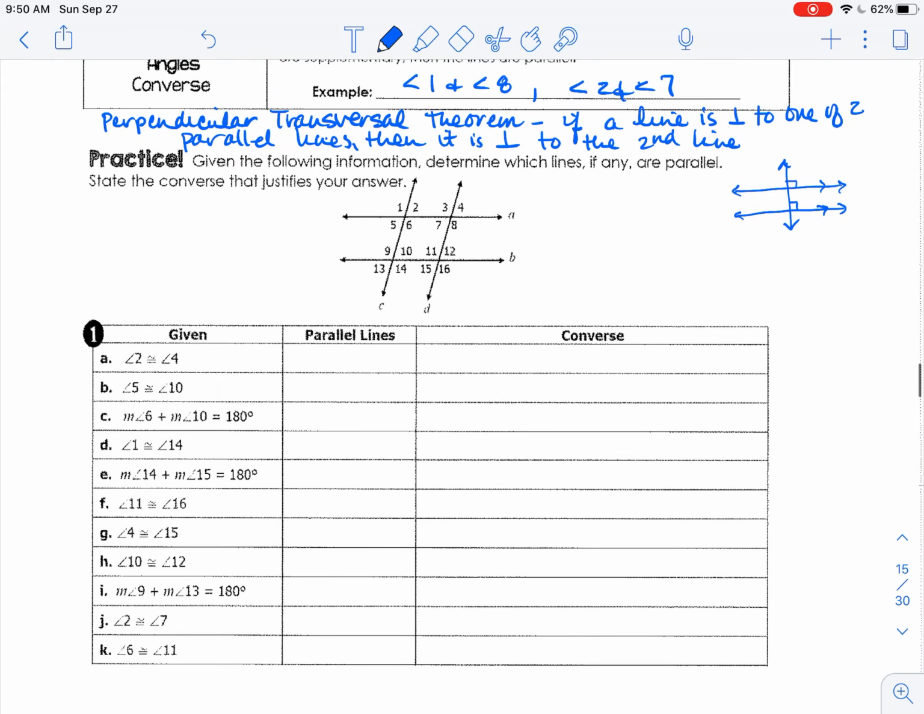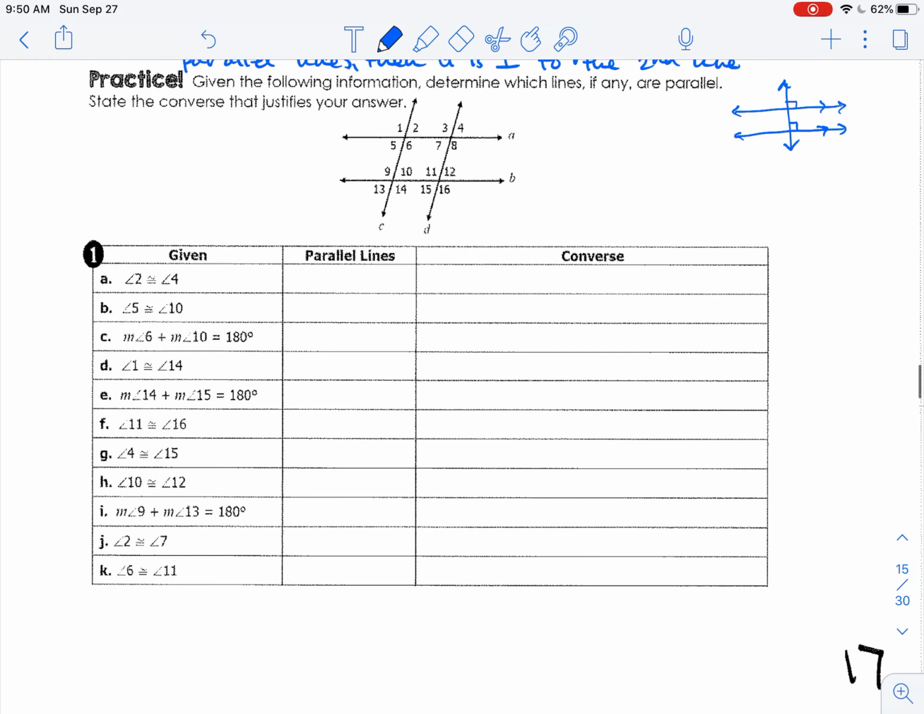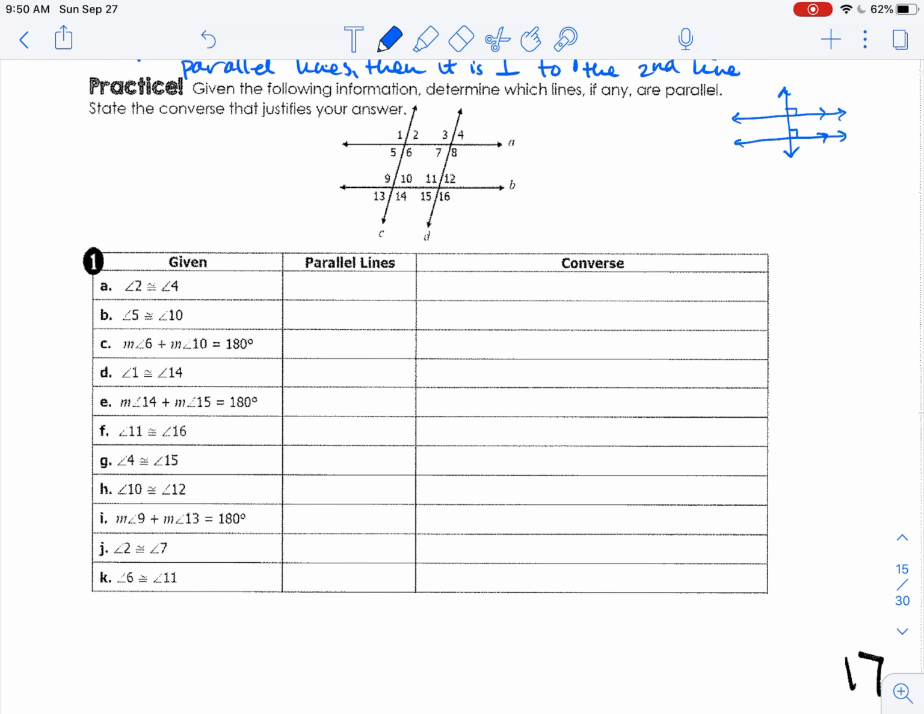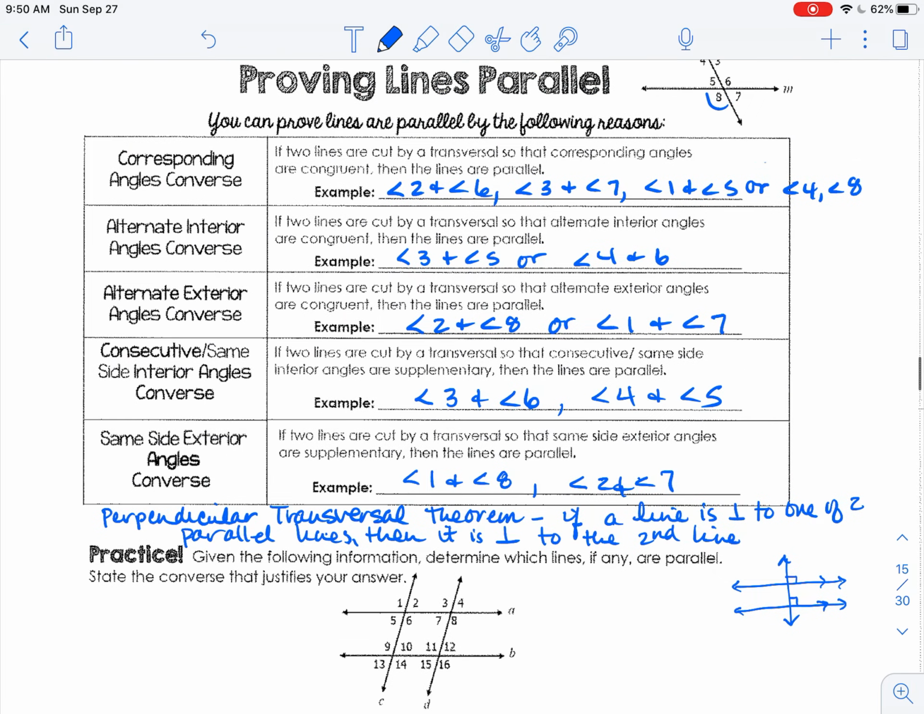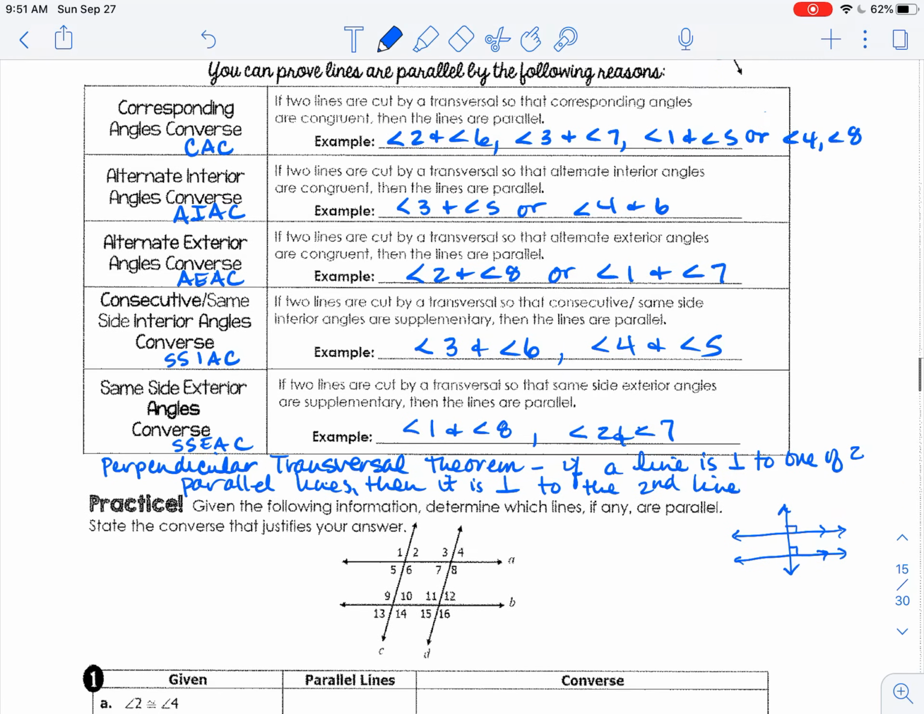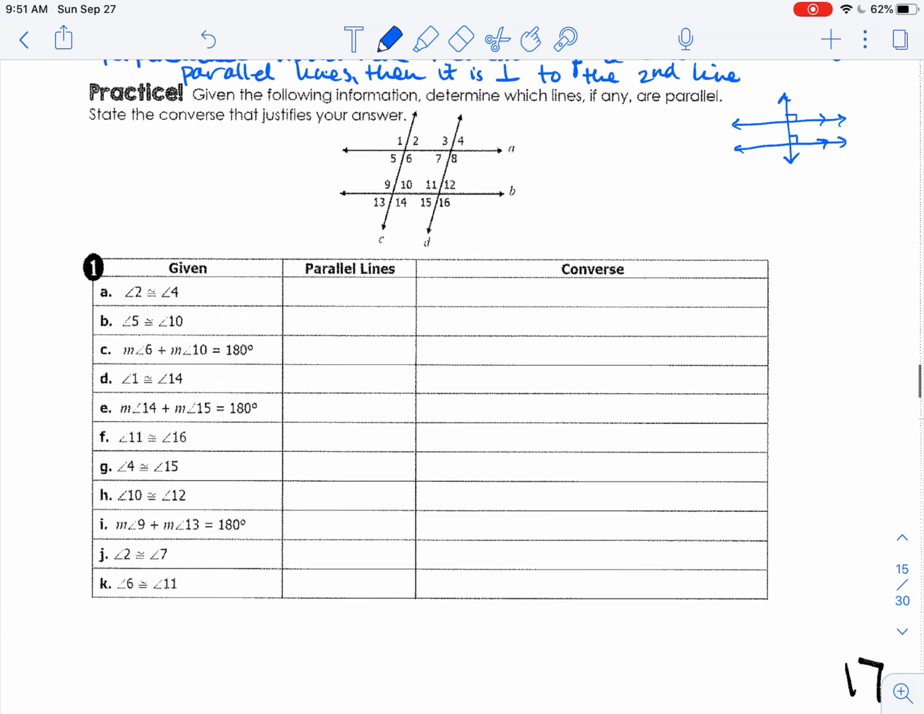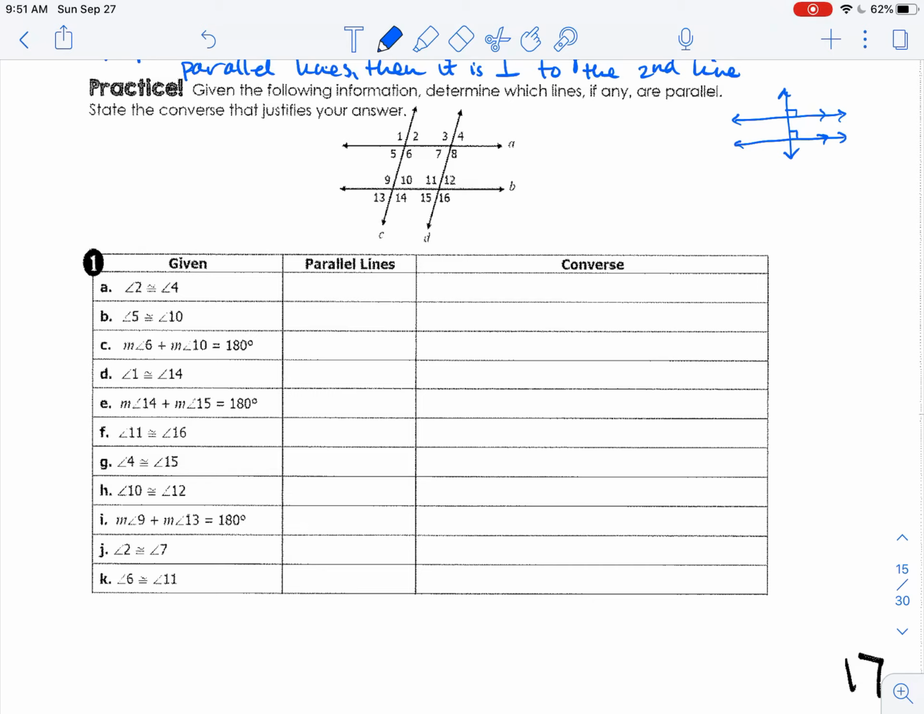Okay, so now let's put this to practice. It says, given the following information, determine which lines, if any, are parallel. State the converse that justifies your answer. And I'm going to go ahead and abbreviate: corresponding angles converse, alternate interior angles converse, alternate exterior angles converse, same side interior angles converse, or same side exterior angles converse, just so you know what I'm talking about. All right, so let's take a look.